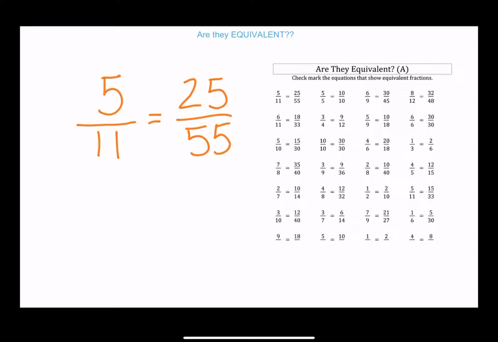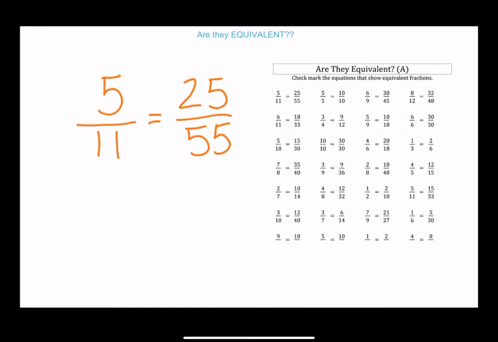Is 5/11 equal or equivalent to 25/55? If this is true, we are going to simply circle the equal sign. If it is not true, we're going to put an X through it, just like that.